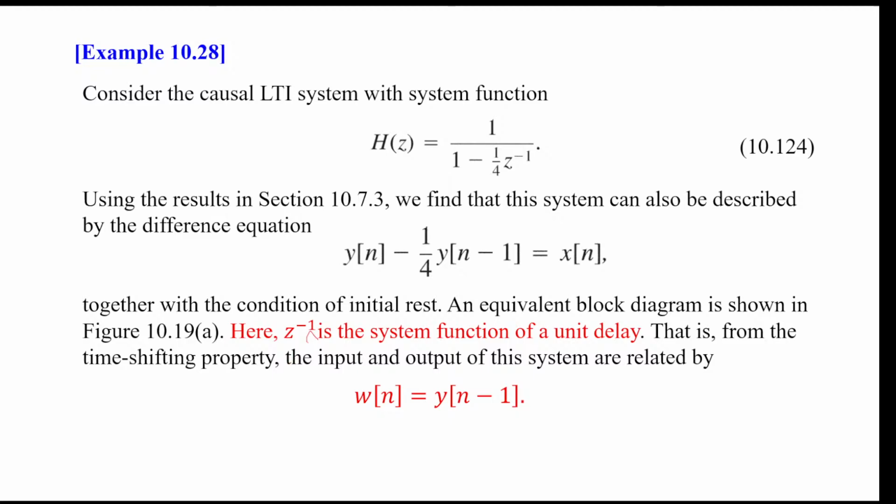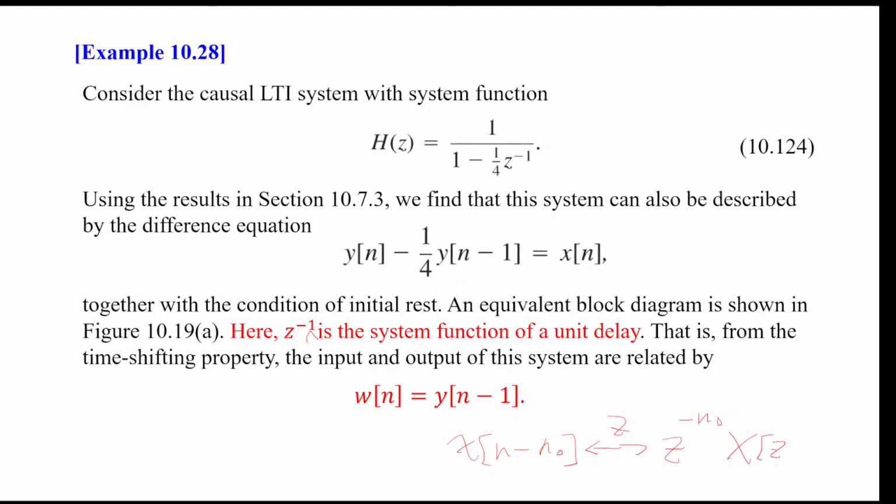This is the time delay relation we keep using. That's very useful for the transform. So remember, x of n minus n0 will transform to z to the minus n0 times big X of z.